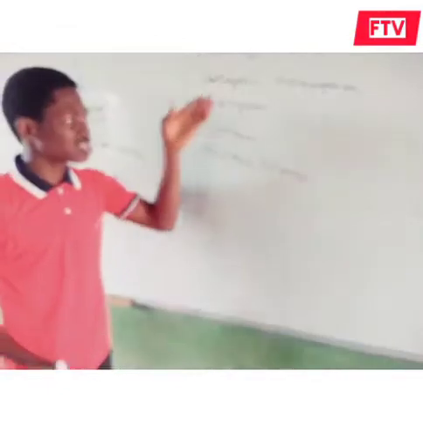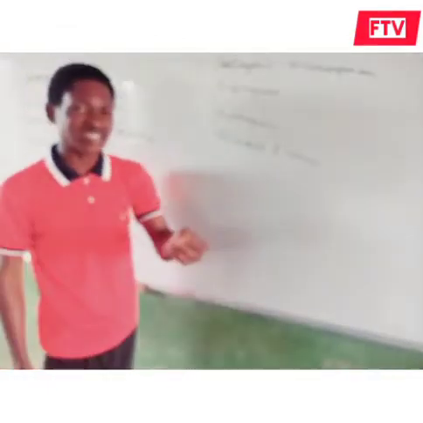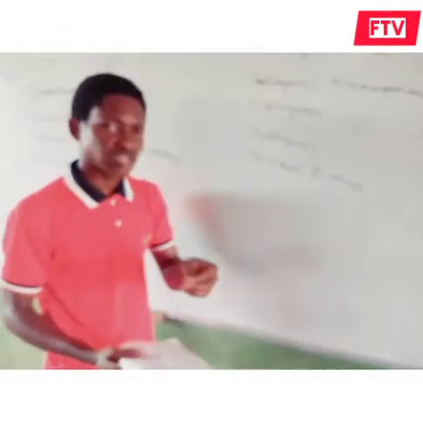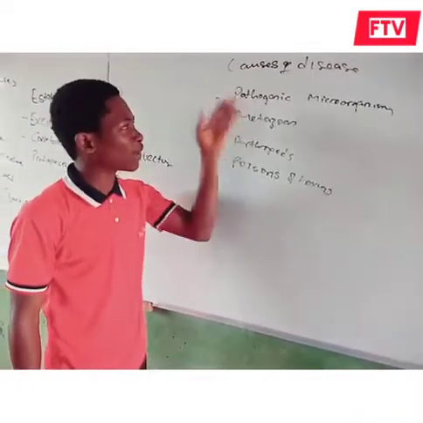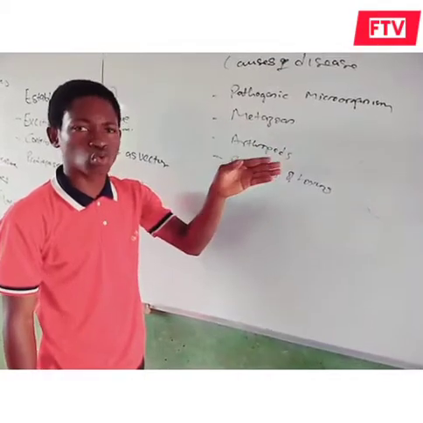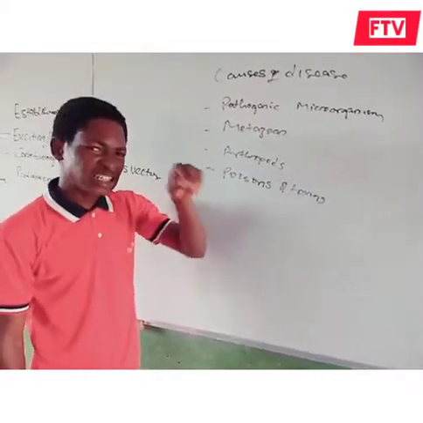Now, pathogenic microorganisms. These are very small organisms that you cannot see with your eyes. For instance, the virus and the bacteria are pathogenic microorganisms. They have the ability to cause disease in the body of a farm animal.